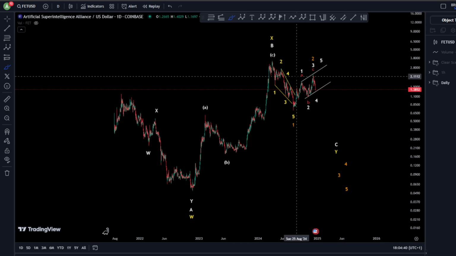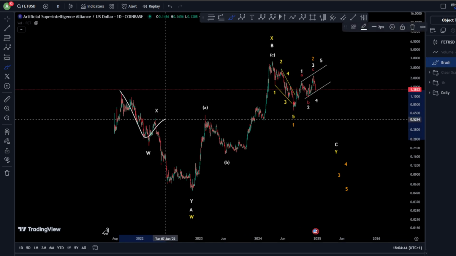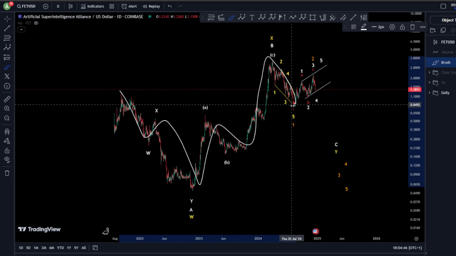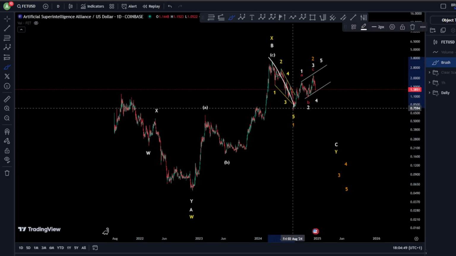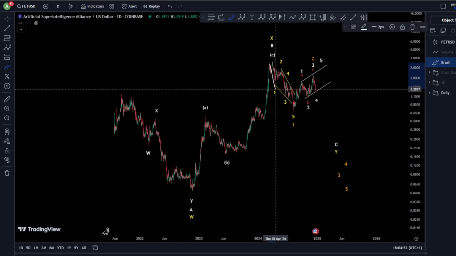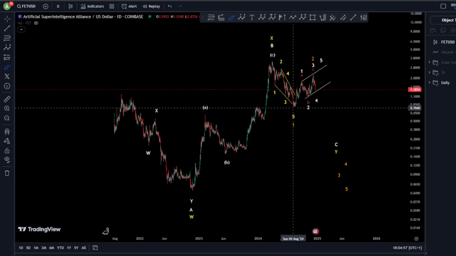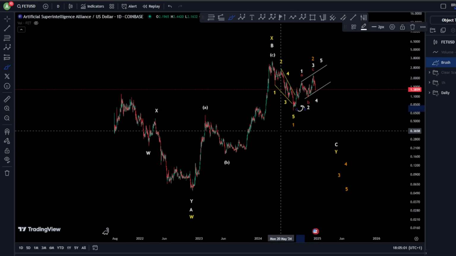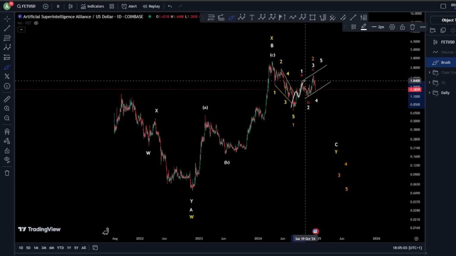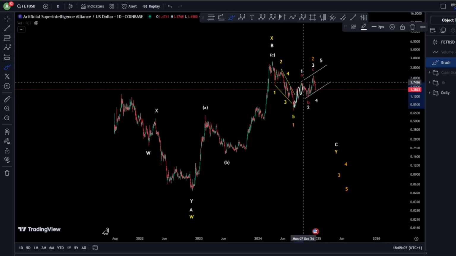Now, of course, a running flat can appear during an expanding flat when you have a wave C which is very short, that ends up as well in five waves towards the downside, where we can see here 1, 2, 3, 4, and a 5. Now, after a running flat, you would like to see a reversal of price towards the upside. And this is exactly what we were looking at with an impulse here, probably 1, 2, 3, 4, 5.